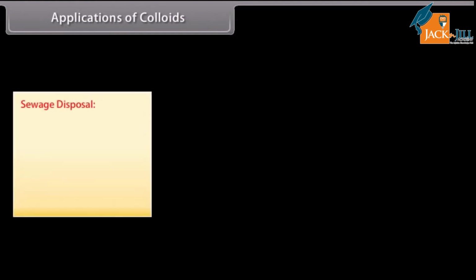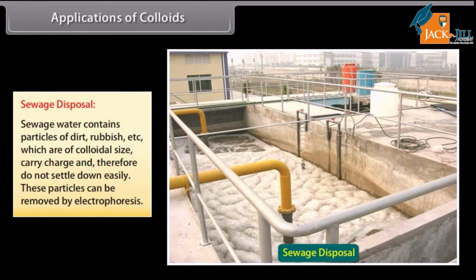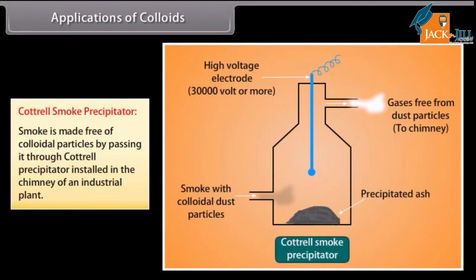Sewage disposal. Sewage water contains particles of dirt, rubbish, etc., which are of colloidal size, carry charge, and therefore do not settle down easily. These particles can be removed by electrophoresis. Cottrell smoke precipitator. Smoke is made free of colloidal particles by passing it through a Cottrell precipitator installed in the chimney of an industrial plant. Formation of delta.